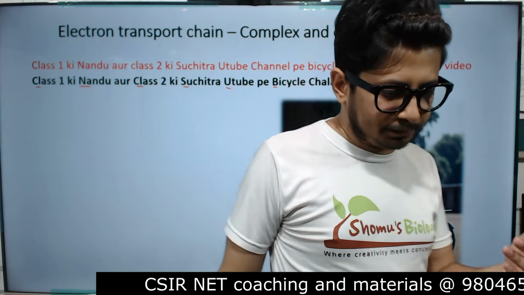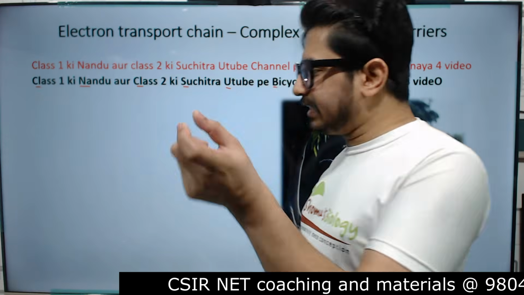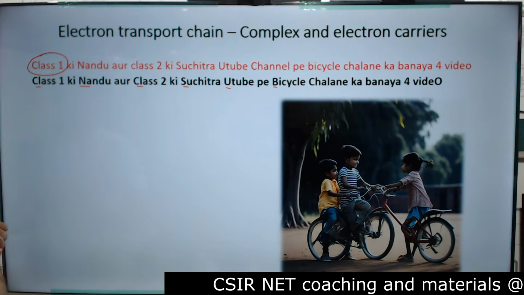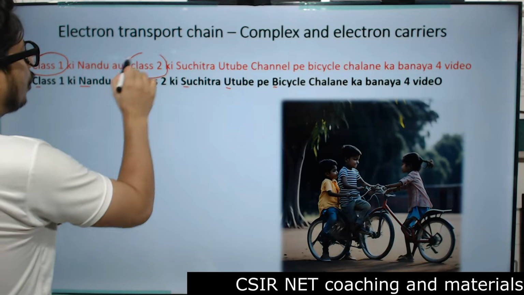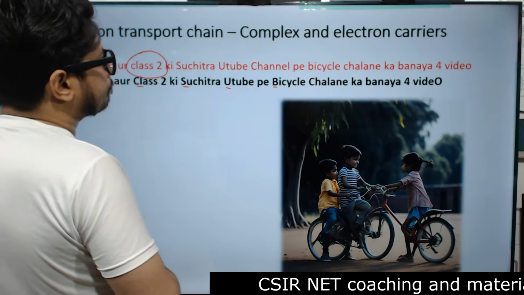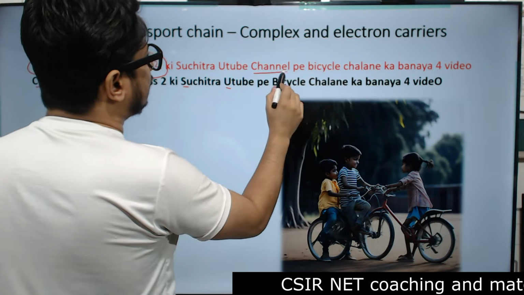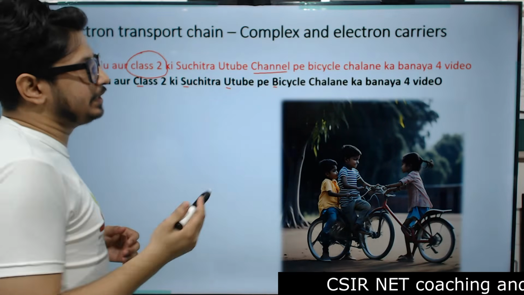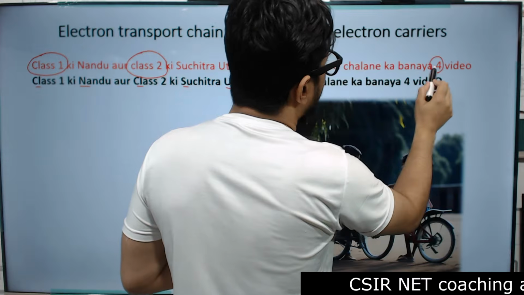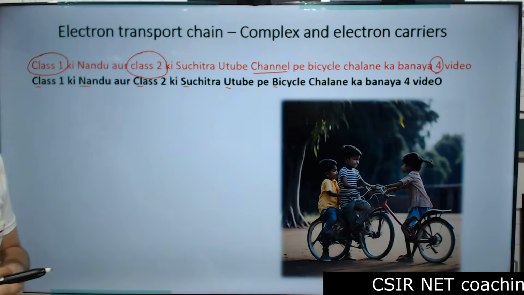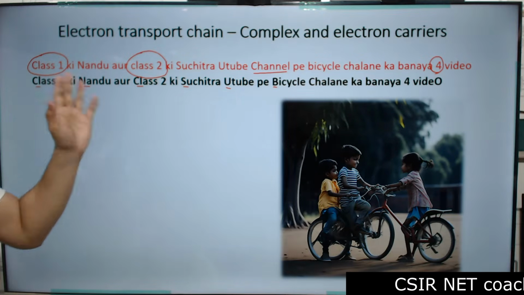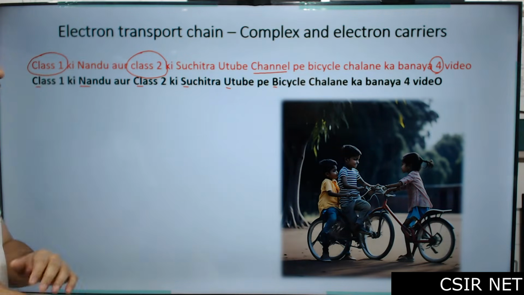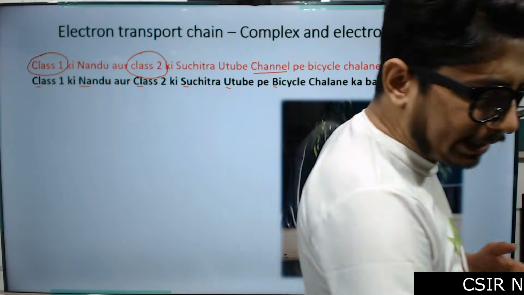So here you can clearly see that in this particular sentence, this class 1 is basically complex 1, class 2 is complex 2, okay. This channel is going to give us the complex 3, and the 4 is for complex 4. So these are the 4 different complexes, and in between we have the electron carriers that are placed there, okay. So let's move on and understand this.